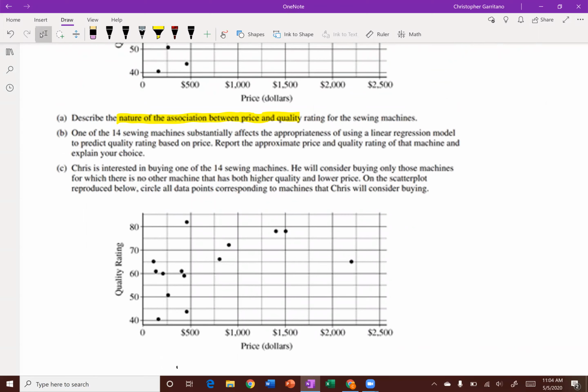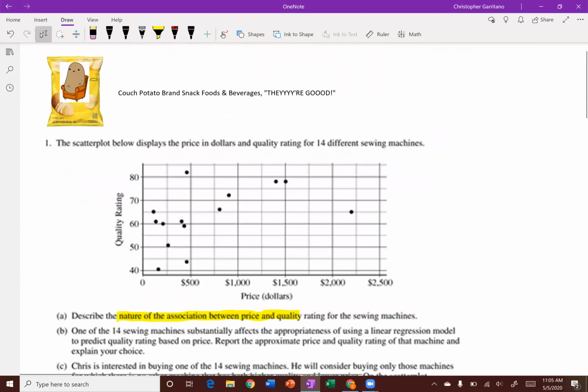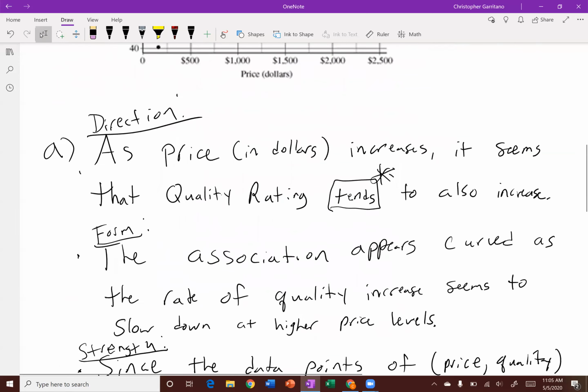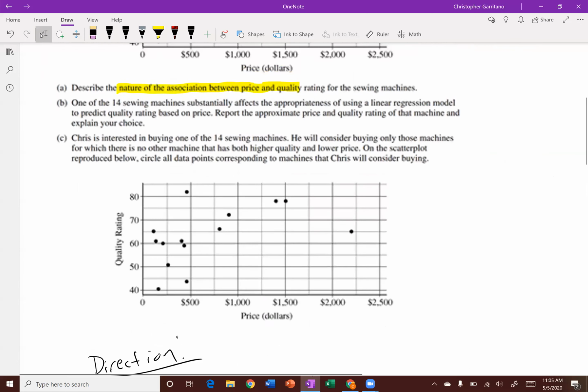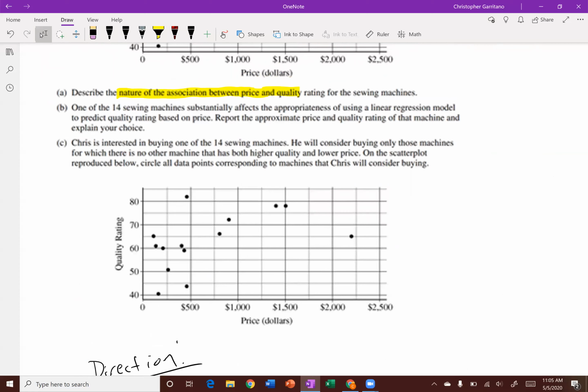All right, part B. Of the 14 sewing machines, I said typewriters, I think. I think that was actually the quantity from yesterday's problem, maybe. But anyway, these are sewing machines, not typewriters. Of the 14 sewing machines, one of the 14 sewing machines substantially affects the appropriateness of using a linear regression model to predict quality rating based on price. Report the approximate price and quality rating of that machine, and explain your choice.